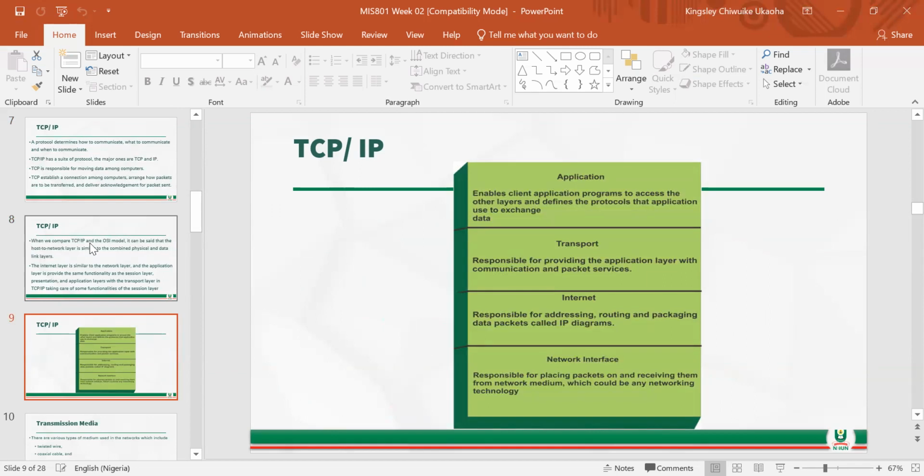You have the application layer, which enables client application programs to access the other layers and defines the protocols that application uses to exchange data. You have the transport layer, responsible for providing the application layer with communication and packet services. You have the internet layer, responsible for addressing, routing and packaging data packets called IP datagram. Then you have the network interface, responsible for placing packets on and receiving them from network medium, which could be any networking technology.